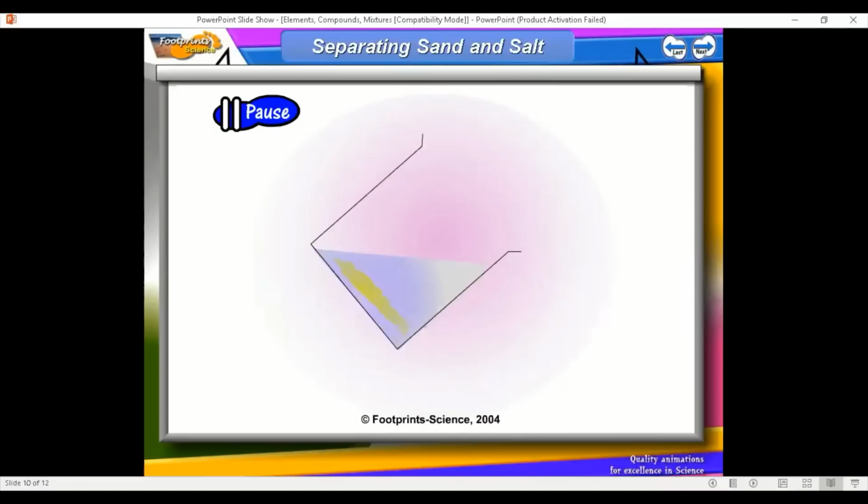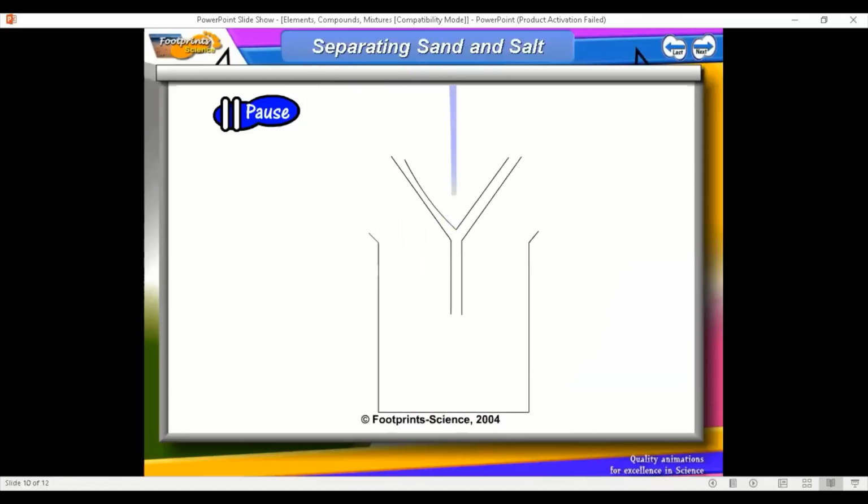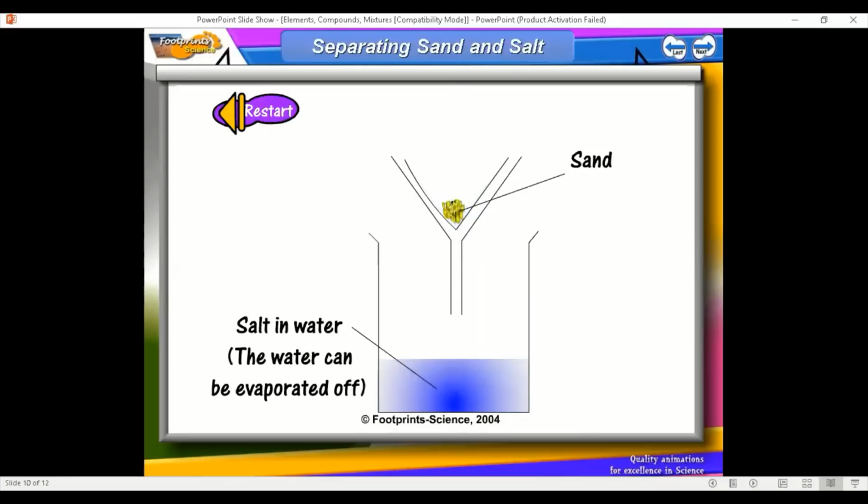Important words here: insoluble, it does not dissolve. So sand does not dissolve in water, the water does. Sorry, the salt does in the water. That is soluble. So what's going through into the bottom here is salty water. What's left behind is the sand. There we are, we've done this.